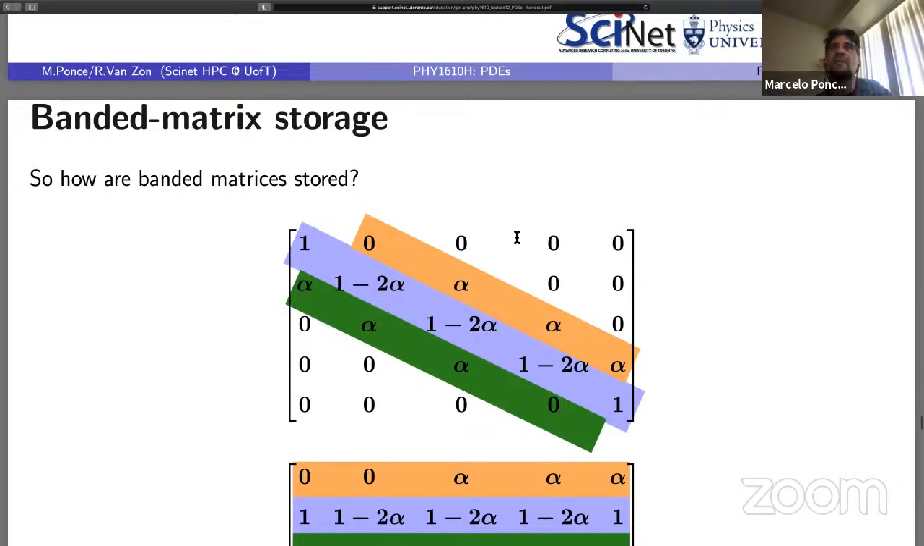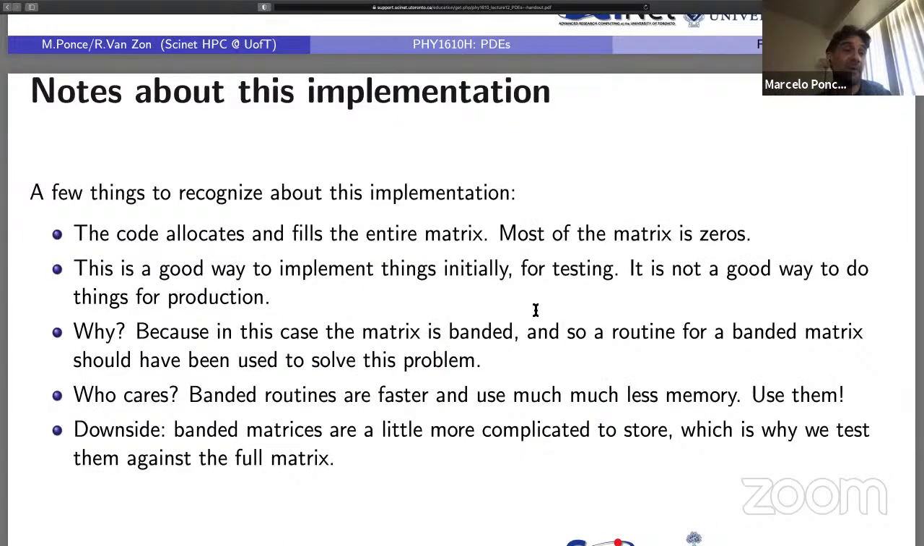So there is a more efficient way to store this matrix and operate with it, and we're going to see this in the next class as well. This is a good way for implementing things initially, testing, and understanding how they work, but not a good way to do production. Because this matrix is banded, if you greatly increase the number of points and the spatial resolution, this matrix will grow very quickly. So it's not quite efficient.